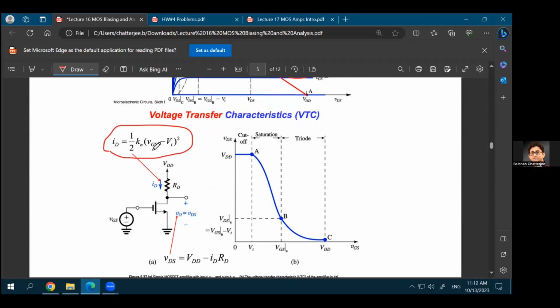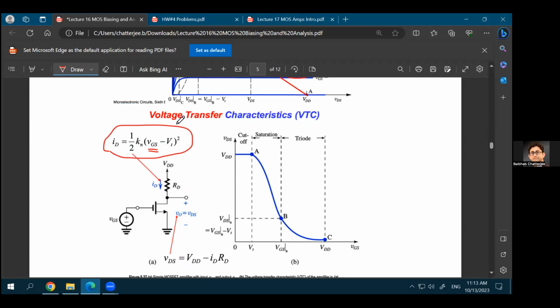If your VGS is very small, your current through the device will be very small as well. Ideally, if your VGS is less than the threshold voltage, your current through the device will be 0, because if the device is off, this equation is not even true. Ideally, there should be no current through the device when VGS is less than VT.